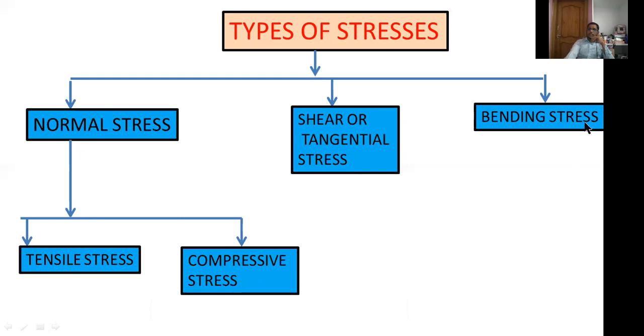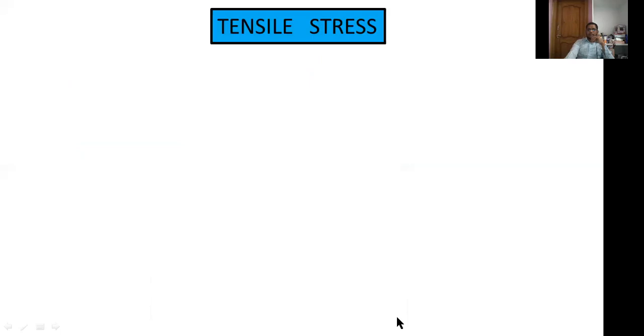So there are totally four types of stresses. In the next slide I will explain one by one. First, tensile stress. What is tensile stress?